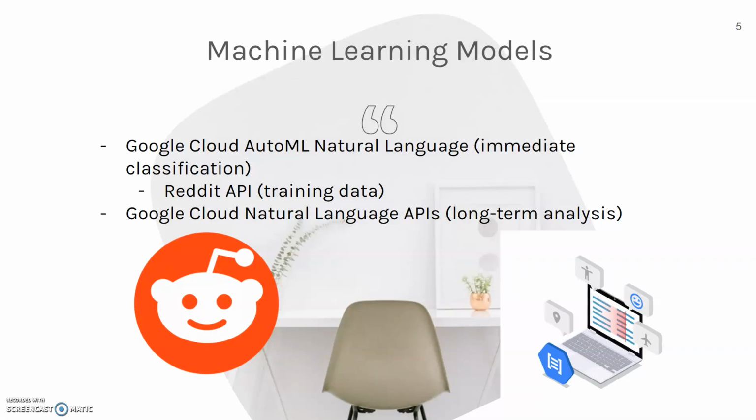We actually have two. The first we built using Google Cloud's AutoML natural language software. This classifies user input into 5 sentiments: depression, anxiety, casual, gratitude, and joy. We trained this model using the Reddit API.